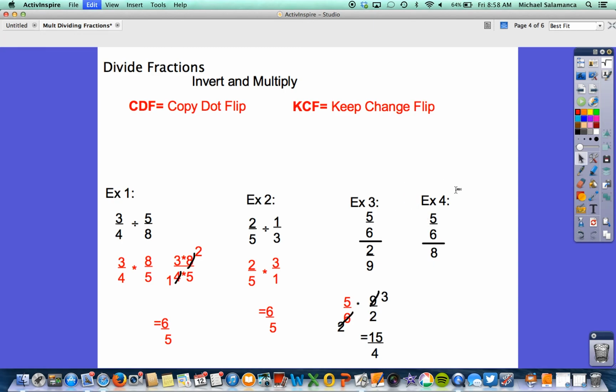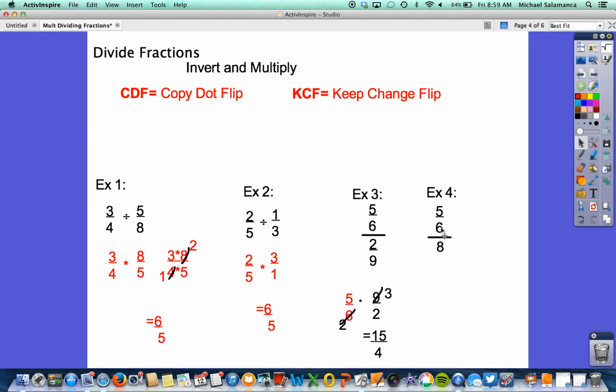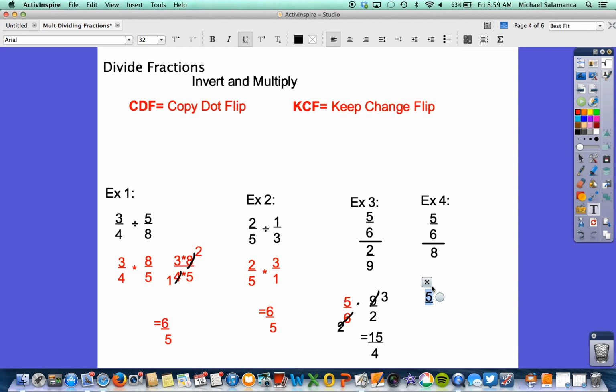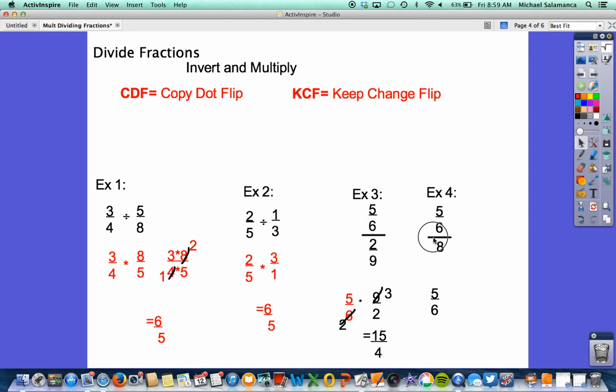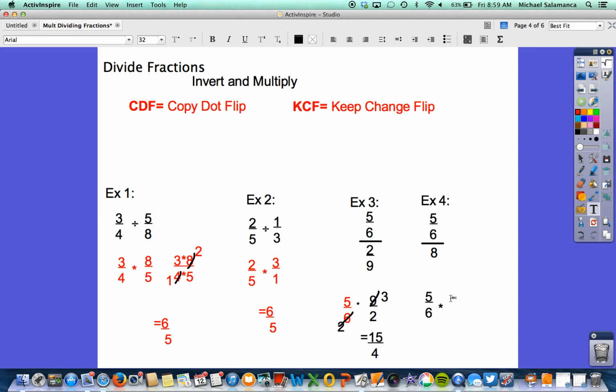Example 4 I put in just to make sure we cover it. Notice that there's only one fraction, but we're still dividing with fractions. So we do the same thing. We copy. Instead of this division bar right here, we're going to change it to a dot for multiplication. And then again, we are going to change. So now it's a whole number 8, or 8 divided by 1. When we flip that over, that becomes 1/8. And when we multiply across now, it becomes 5/48.